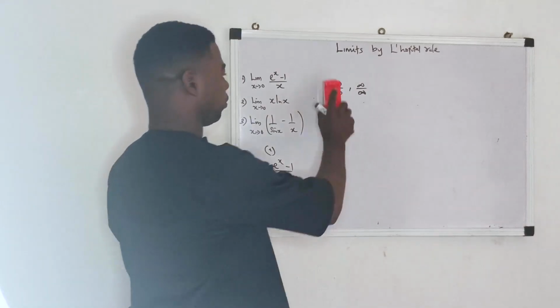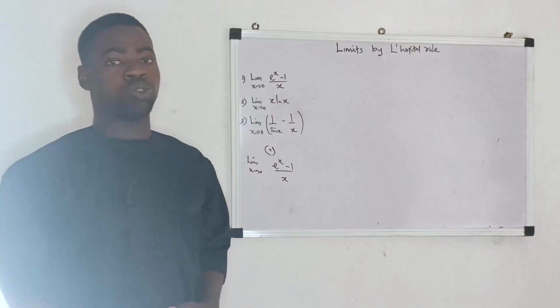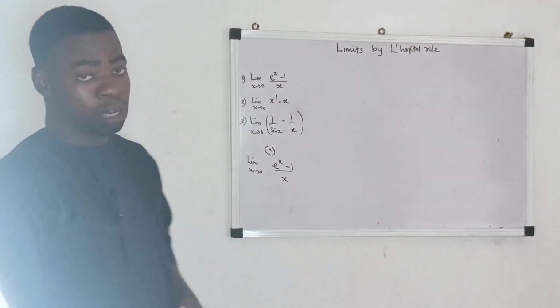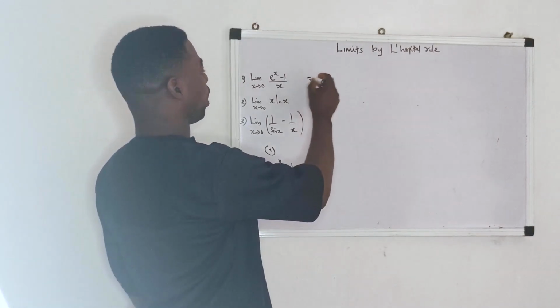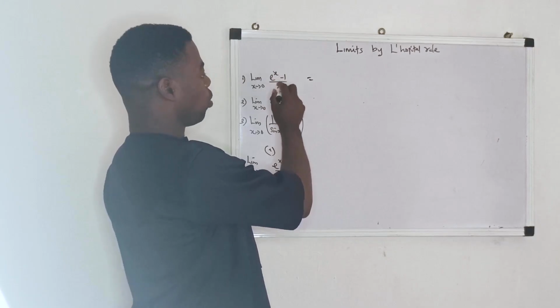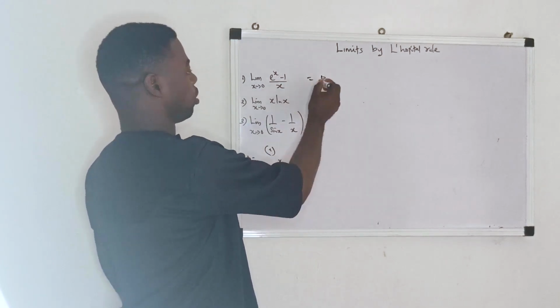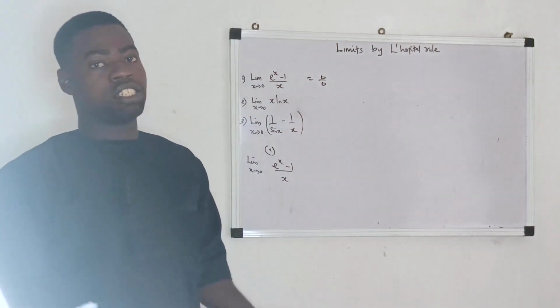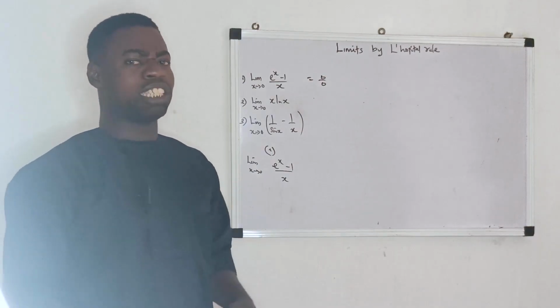So for question number 1, the limit of e raised to the power of x minus 1 divided by x as x approaches 0. So for x approaches 0, definitely you have e raised to the power of 0, which is 1. 1 minus 1, 0, divided by 0. So this means that the direct substitution cannot work. But then let's see if we can simplify.